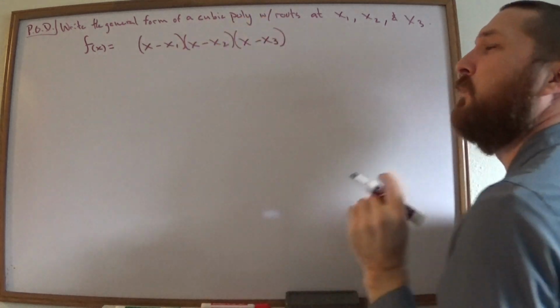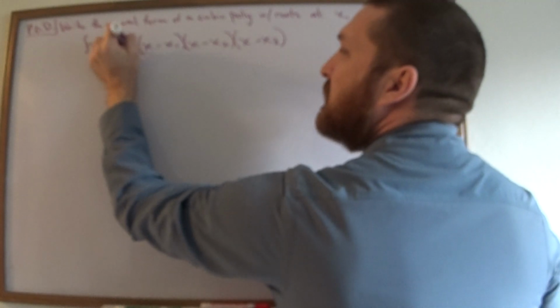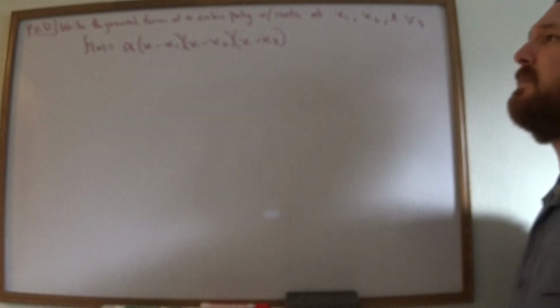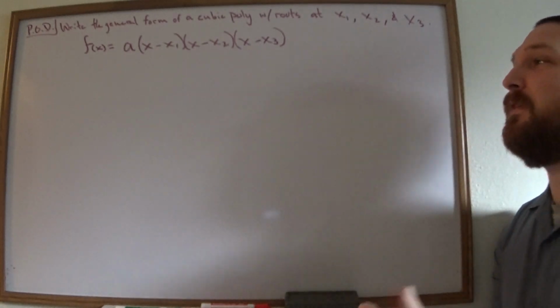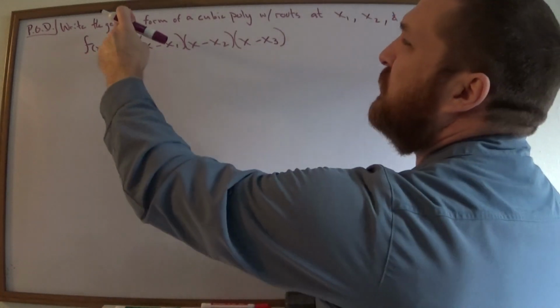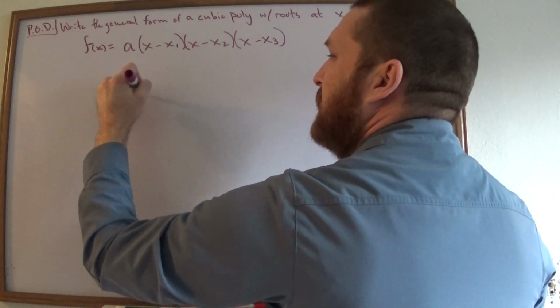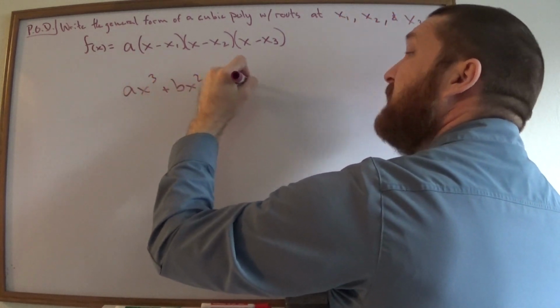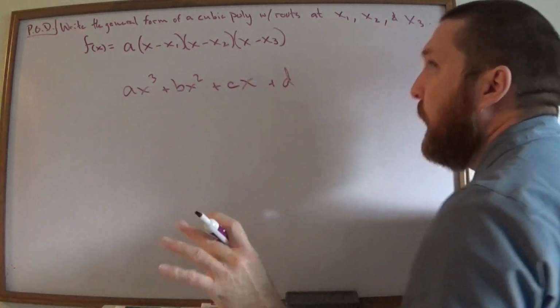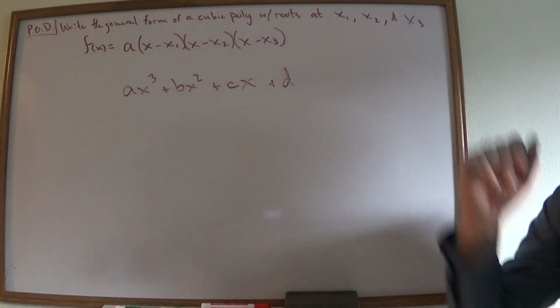Is that all? Is there more to this? Times a. Times some number. We don't know what it is. And what theorem tells us that we could do this? The fundamental theorem of algebra. Good. The fundamental theorem of algebra tells us. So when I see general form of a cubic, what I immediately think is this thing right here. And this is the general form, or a general form, of a cubic polynomial.